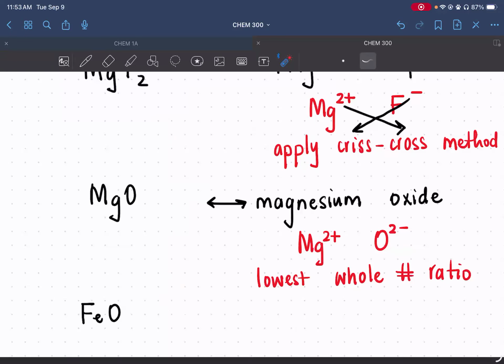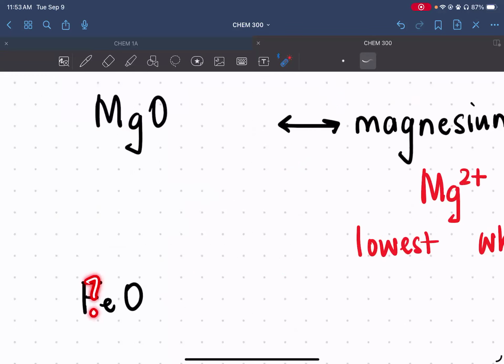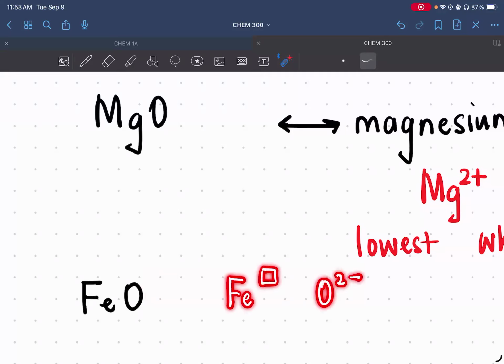So what do we do here? Well, it's actually fairly simple. Although we don't know what iron is, we do know that oxygen is in group 16 and is traditionally 2-. We also know that we can take the rules of crisscross, meaning we don't know what iron is, but we know what the charge of the oxygen is. Since overall it is a 1-to-1 ratio, we can assume that the iron is 2+.